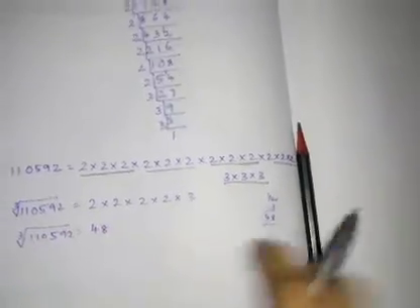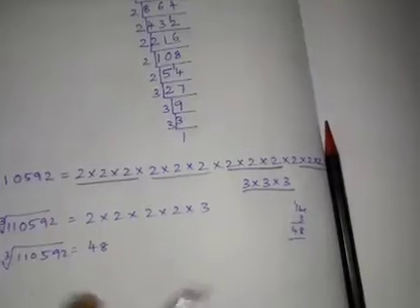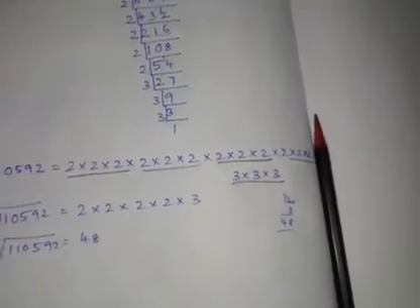1,10,592. So when I multiply 48 into 48 into 48, I'll get 1,10,592. Understood, children? See, it is a very big problem. So do it very carefully. Okay. Next is your 8th problem.